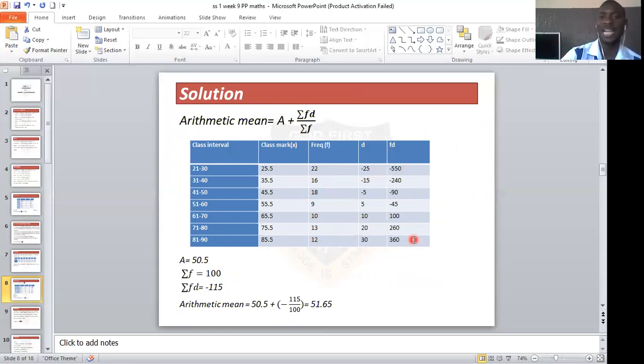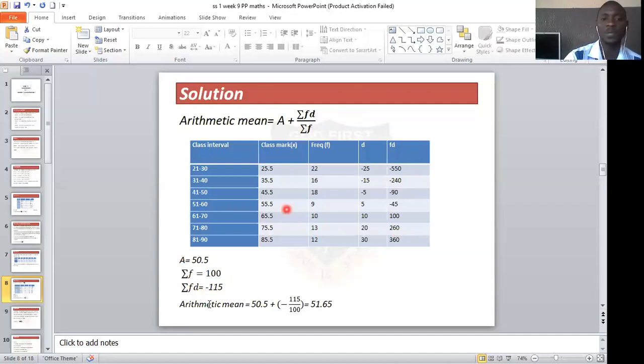So we now add everything together. Summation means adding everything together, divided by summation F. From the question, summation F is 100. So A is given as 50.5, summation F is given as 100, and the summation of the product of the frequency and the deviation, if you add everything together, is minus 115. I insert all these parameters into the formula.